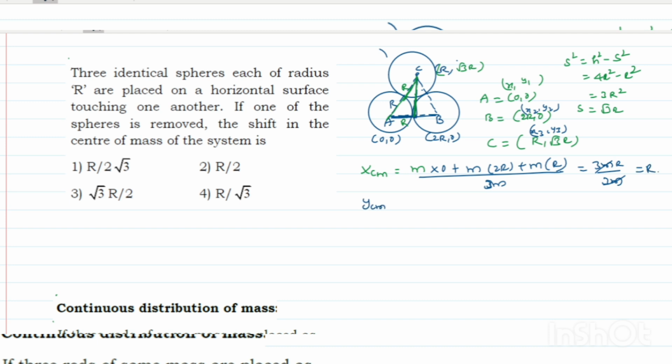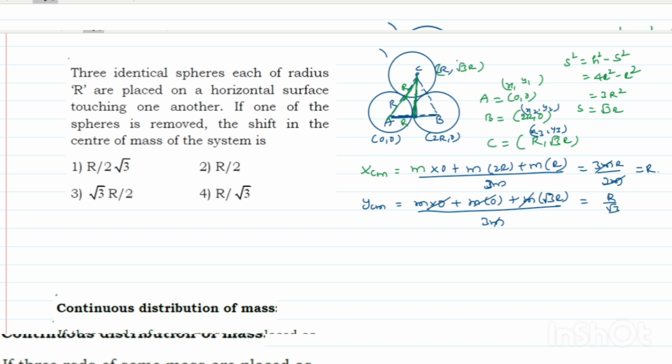In the same way here, YCM: when I am talking here, this is (m1 y1 + m2 y2 + m3 y3) over total mass, where y1 is 0, y2 is 0, and y3 you can take as root 3 r by 2, so that's m into root 3 r by 2 over 3m. Here the m's get cancelled, and root 3 by 3 means we will be getting r by root 3.